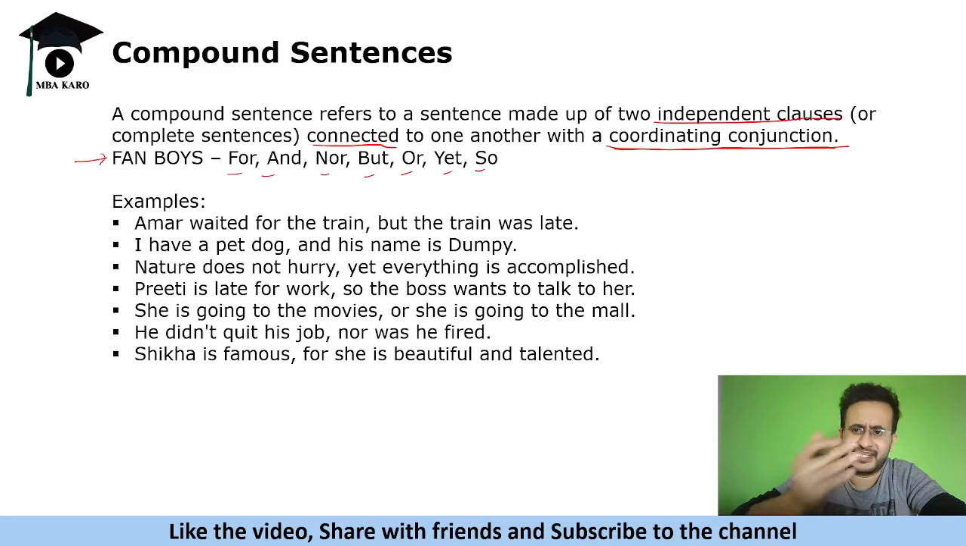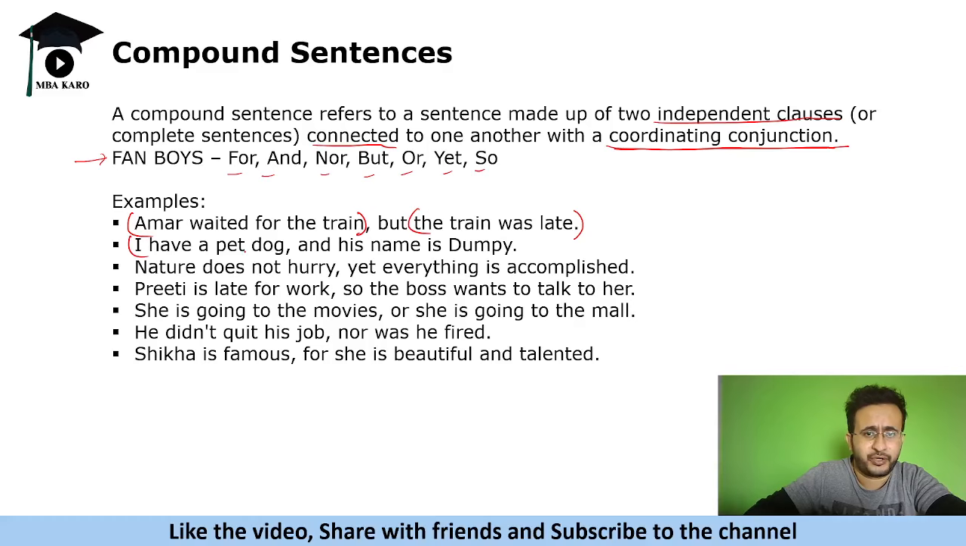You will understand through examples. कि अगर coordinating conjunction नहीं भी समझ में आ रहा है, just look for independent clauses. How to look? Let us say: Amar waited for the train, but the train was late. अब एक sentence क्या है? Amar waited for the train. Second sentence is the train was late. दो independent sentence बन रहा है. Amar waited for the train is a complete sentence. The train was late is also a complete sentence. They are joined by using but.